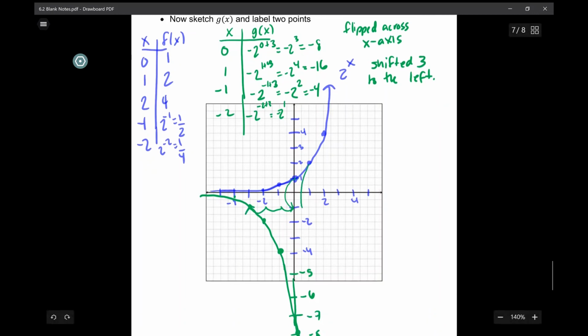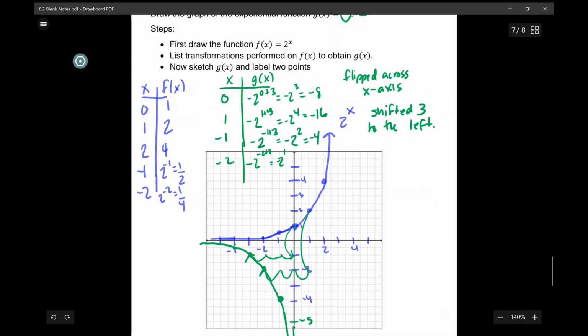So let's try one more. Flip over, that would take us to -2, shift 3 to the left, 1, 2, 3. So you could have done it with a shift. I think that's a little bit difficult in my mind, a little bit.